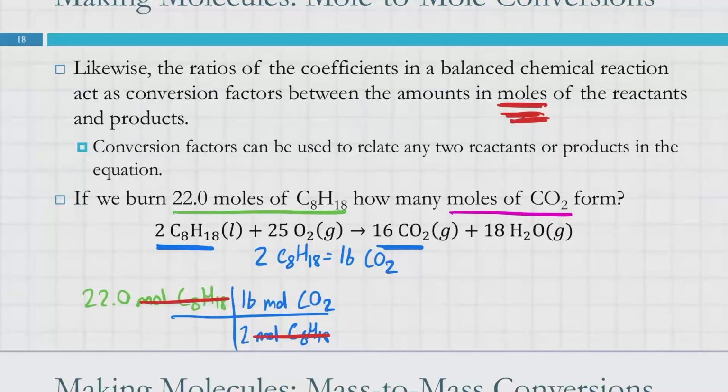So moles octane cancels. We're multiplying 22 and 16, and then dividing by 2. You should get 176 moles CO2. When we're considering significant figures, these numbers, our coefficients in our chemical equation, are exact numbers. They don't affect our number of significant figures. So we had 3 to start with, and we have 3 at the end.